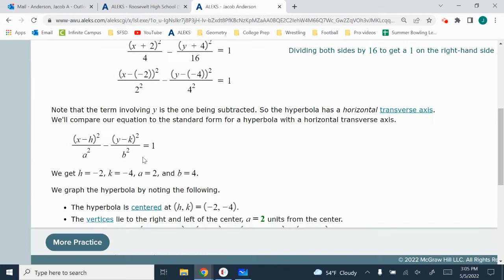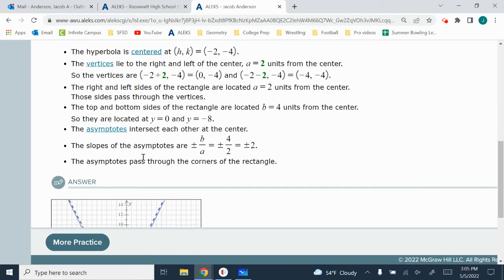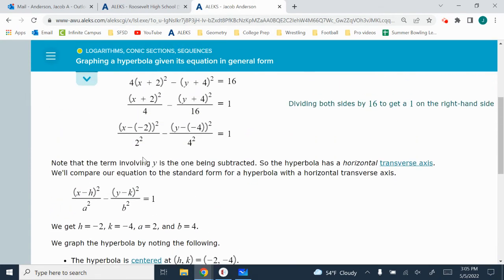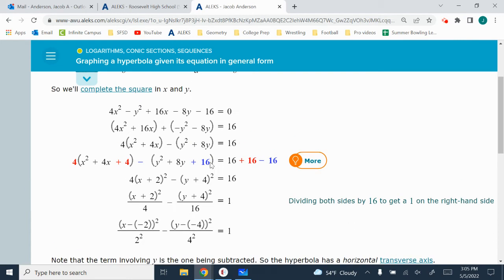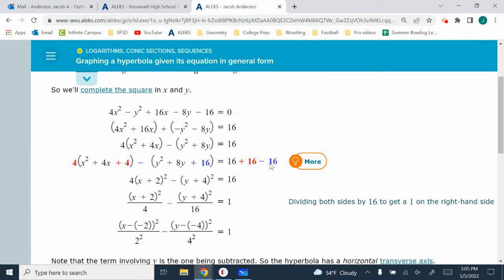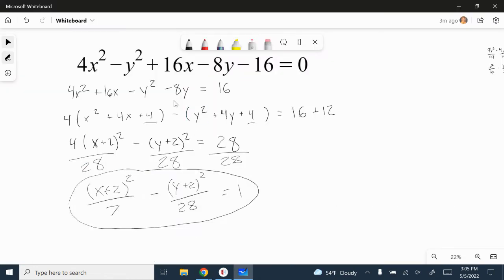So let's see here. We did some silly mistake. 16 plus 16 minus 16. Why did they add it and subtract it? Did I write down the problem wrong? 8y. Oh, I did. I wrote this down wrong. Sorry if you've been with me the full time. This should have been an 8. I knew we made some silly mistake somewhere.